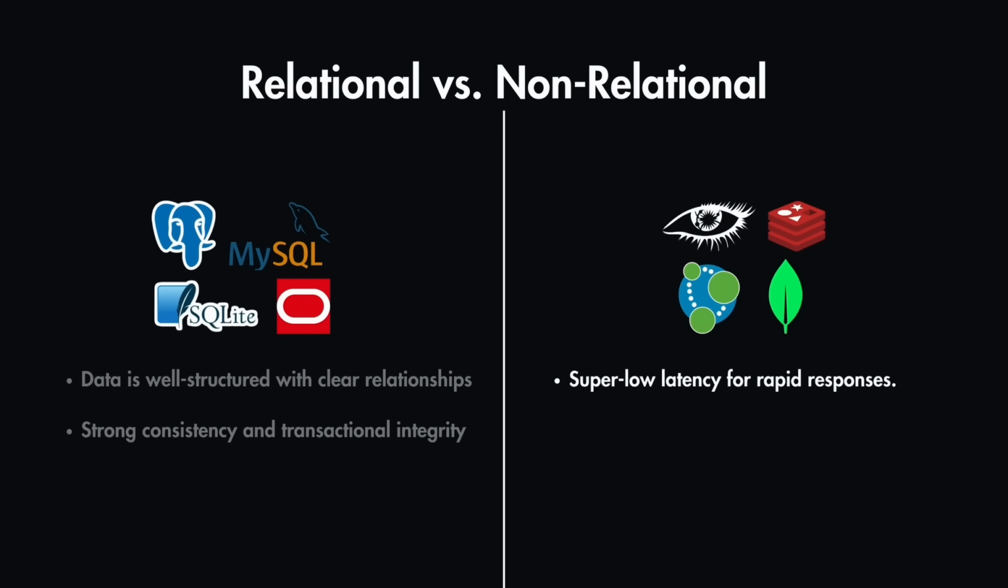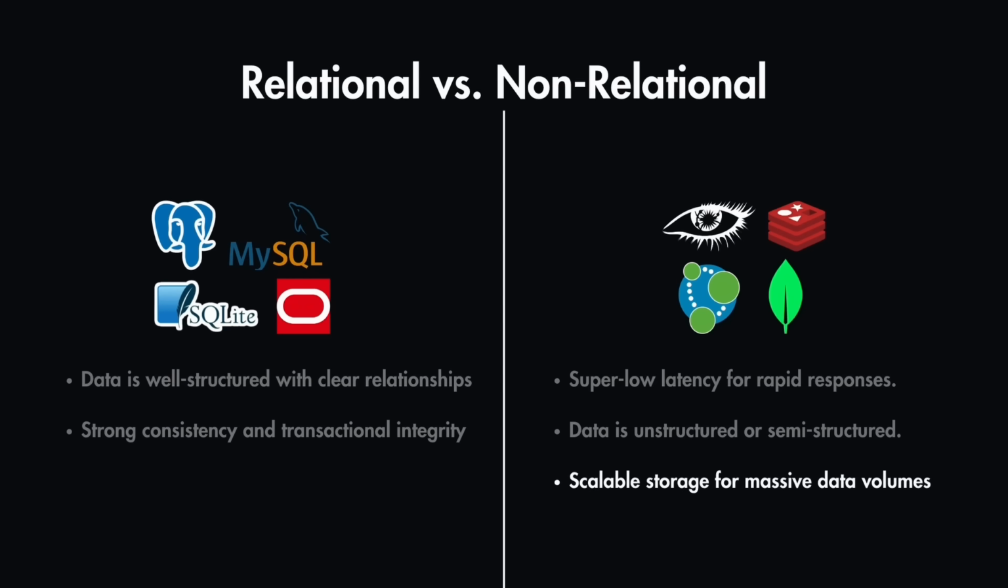However, if your app demands super low latency for quick responses, then you should go with non-relational databases. Or if the data is unstructured or semi-structured, like JSON objects, and the relationships aren't that crucial, then you should also go with NoSQL databases. And lastly, if your application requires flexible and scalable storage for massive data volumes, for example, a recommendation engine storing user activity data in key value format, then you should also go with NoSQL databases.